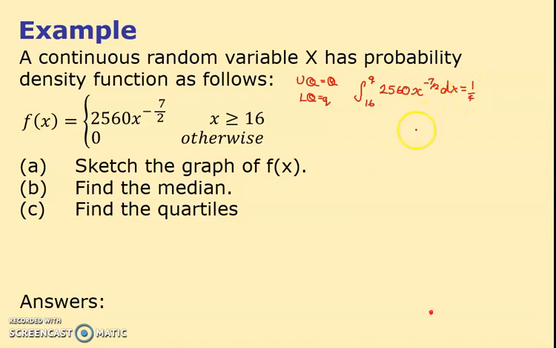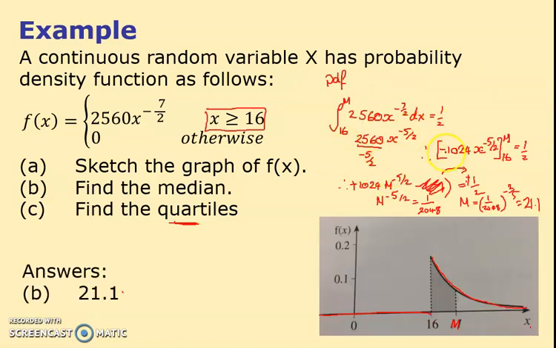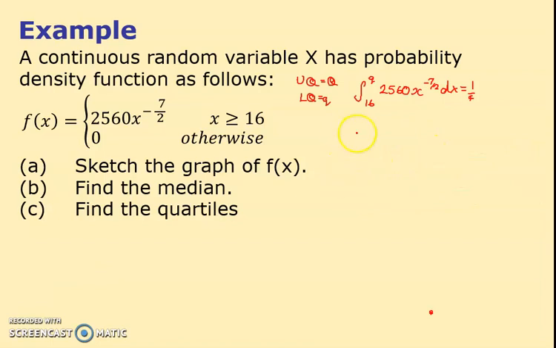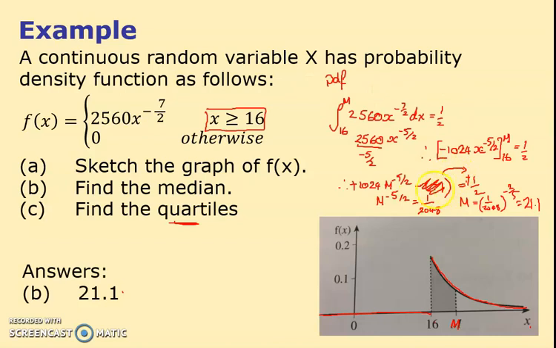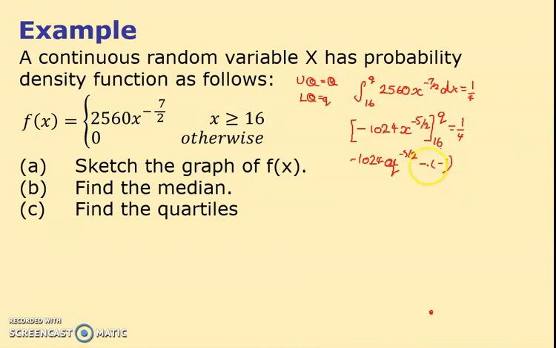So it's very, very similar to just now. So let's just go back. If you remember, when we integrated, we got this. So I don't intend to do much more work on that. It's minus 1024 x to the minus 5 over 2, now between 16 and q, equals a quarter. So when I put that in, I get minus 1024 q to the minus 5 over 2. And I remember this being minus 1 from memory. Let's just check that. I don't want to get that wrong. It was minus a minus 1. That was right, which is a plus 1. But now it's equal to a quarter. So it just changes my equation.